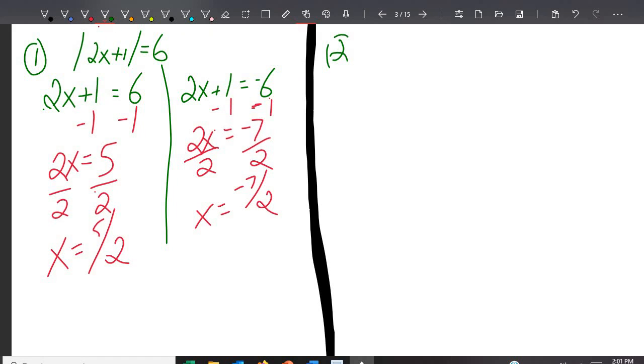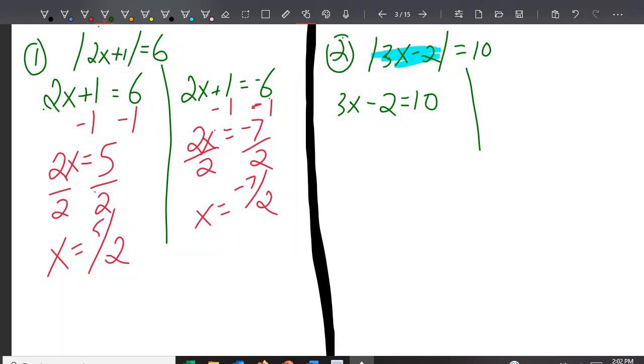Let's say we have 3x minus 2 equals 10. So you take the 3x minus 2, set it equal to positive 10. Turn around and take the 3x minus 2, set it equal to negative 10.